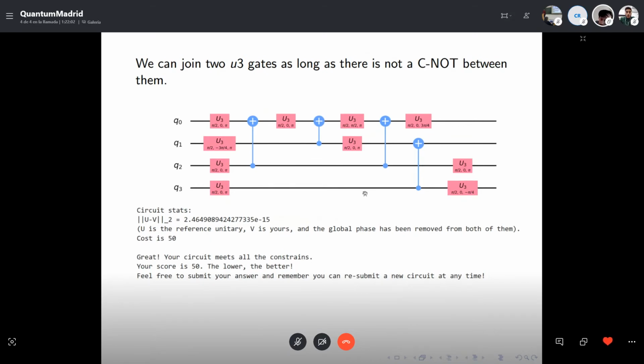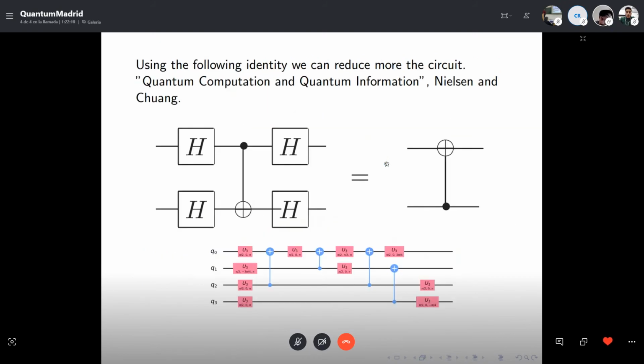So in this step, to try to reduce the circuit more, we have to use identities. I employ the following identity that I saw from Quantum Computation and Quantum Information of Nielsen and Chuang. Thank you to them.